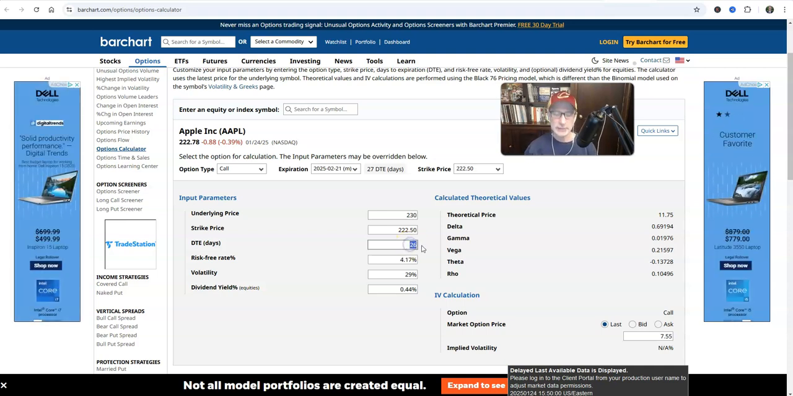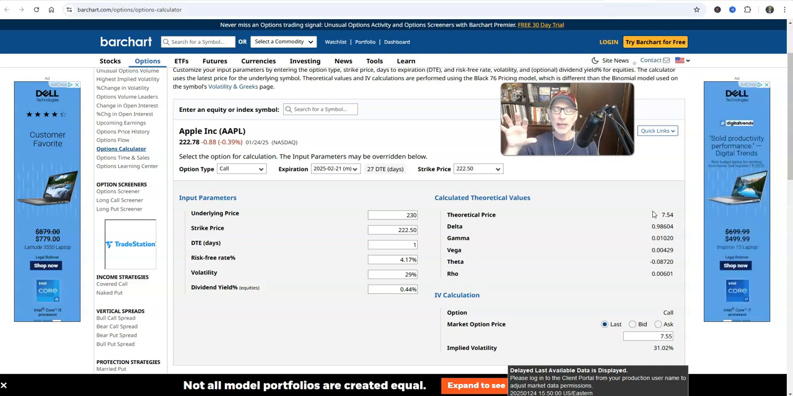Now, once again, let's take this down to 1 day to expiration, and you can see the value has gone back down to $7.54. So if Apple jumps up really good in the first 2 days and you don't take your profits and you decide to wait because you think Apple's just going to keep going up, and in reality, it just peters out at 230 and you only have 1 day left, now you can sell it for almost what you bought it for. So taking profits along the way is a really important thing to understand as well.